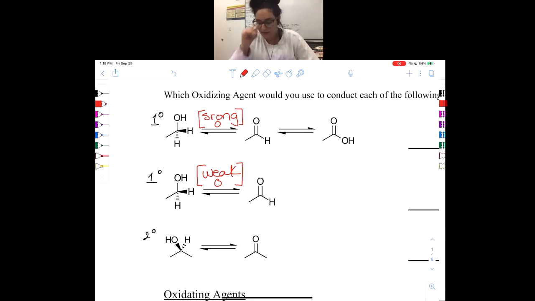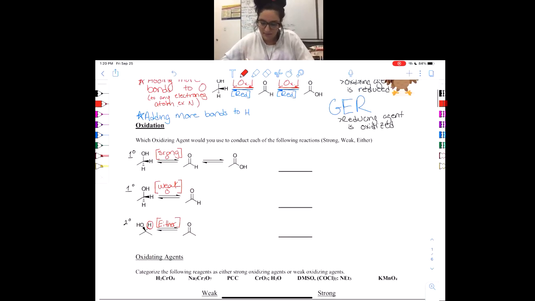For secondary, what did we use? Strong or weak? Either. I'm so proud of you guys. You know all my trick questions. Amazing. So either works because it is secondary, and that means that we only have this one hydrogen right here to get rid of. And once we get rid of that, we make a ketone, and we can't go anywhere from there because we're not going to break any carbons or anything.